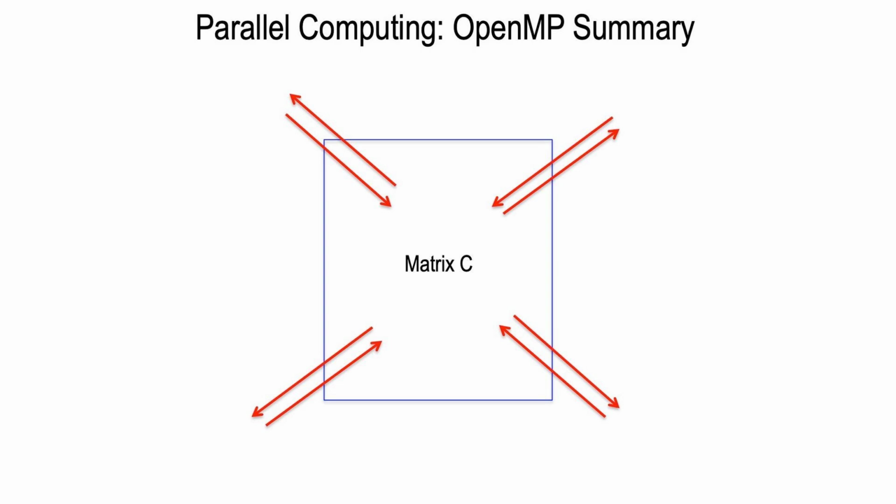In our Fortran program, the matrix C is an example of such a data element, represented by the blue square in the figure. The red arrows indicate threads that are reading from or writing to matrix C. If many threads are doing this simultaneously, it can lead to a bottleneck.